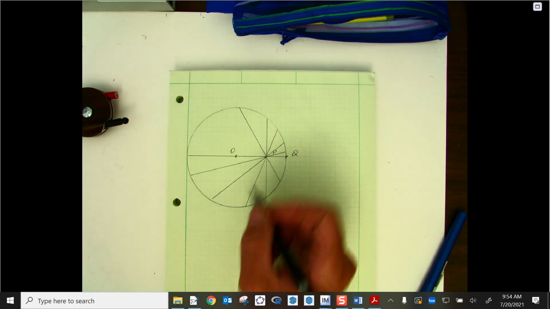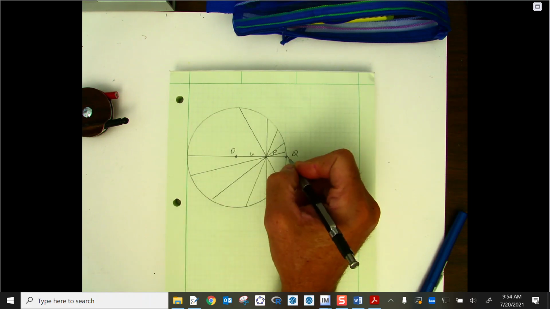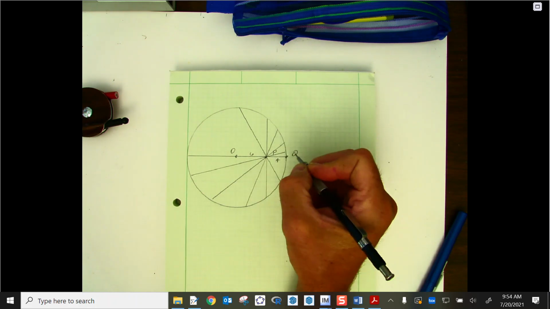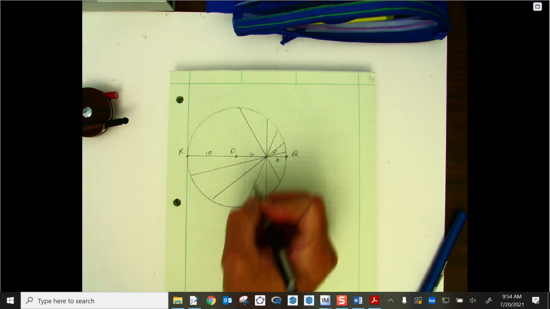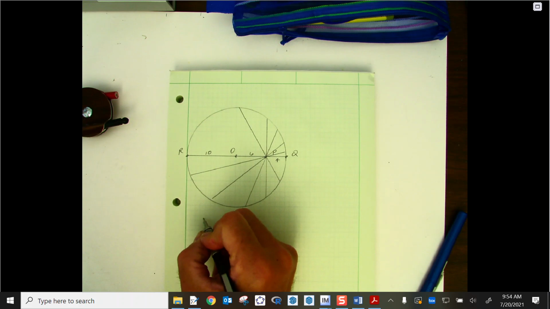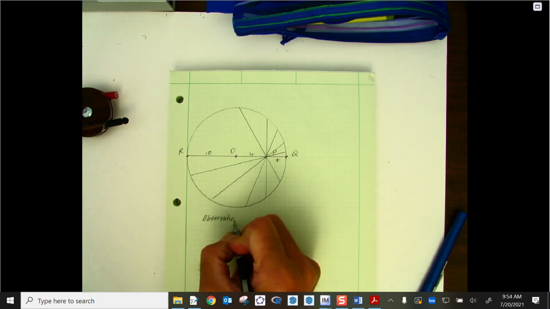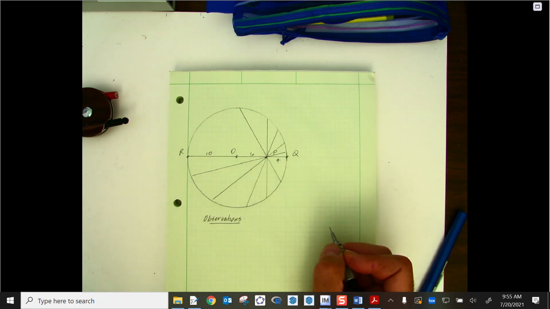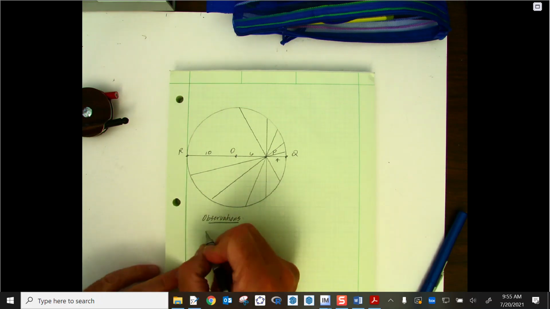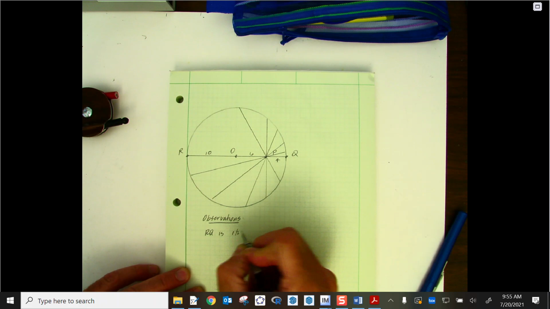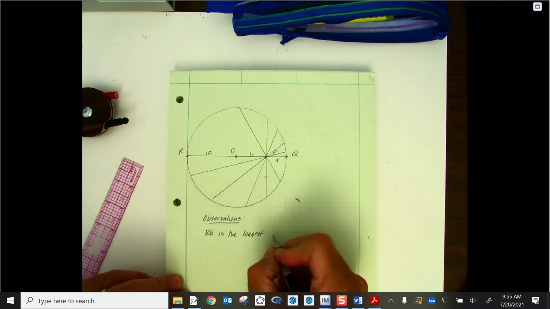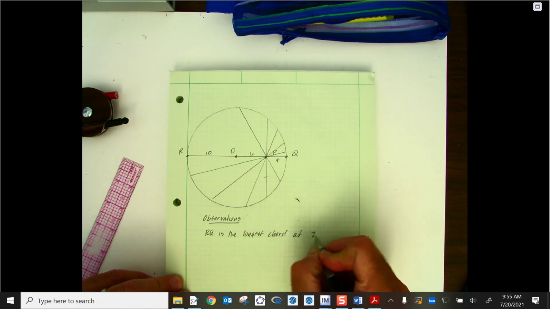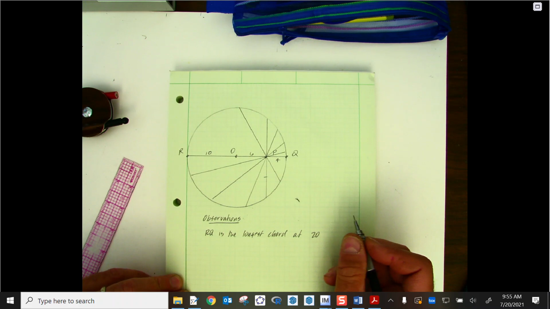Let's fill in some distances here. We know that O to P is 6, and we know that the radius of the circle is 10, right? Yeah, so that makes P to Q 4. That would mean if I call this R, then O to R would also be 10 here. So some observations we can make just from the drawing. Let's call it RQ, the longest chord, at 20 units. So we know that's as long as it can get.